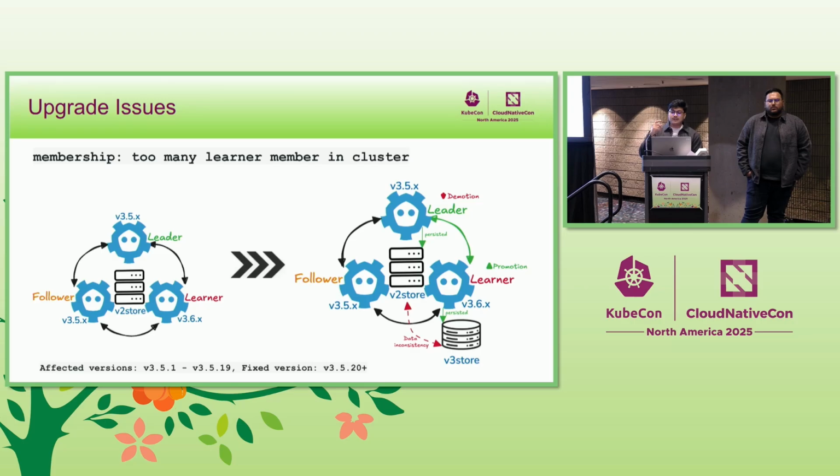And due to this promotion and demotion, there are two learners at this point, which brings us to this problem of too many learners. And etcd, by rule, allows only one learner at a time. And this issue has been there from 3.1 to 3.5.19, and it has been fixed in 3.5.20 and above.